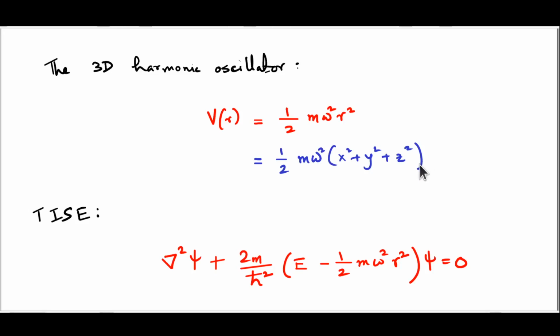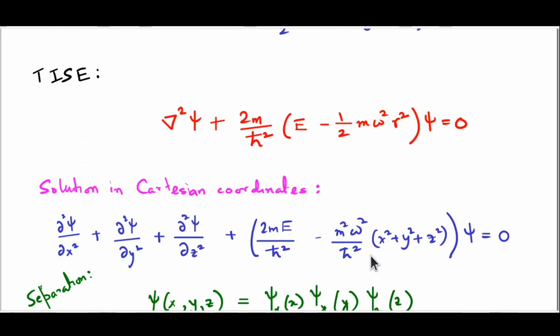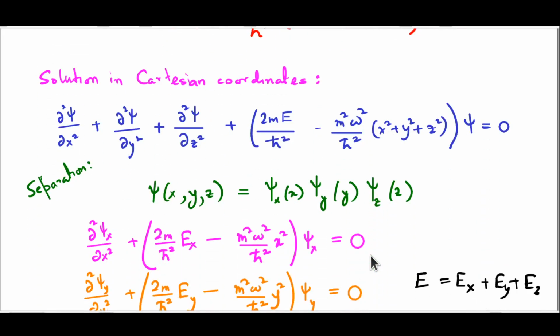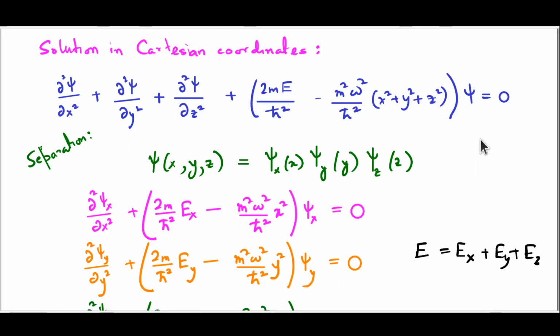But before we go there, let me just describe to you quickly what the Schrödinger equation is going to be. That, of course, is going to be Laplacian psi plus twice m by h cross square times E minus half m omega square r square, times psi. And rather than solve it in polar coordinates, we can solve it in Cartesian coordinates, simply by writing out the Laplacian in full. This is the form the equation takes.